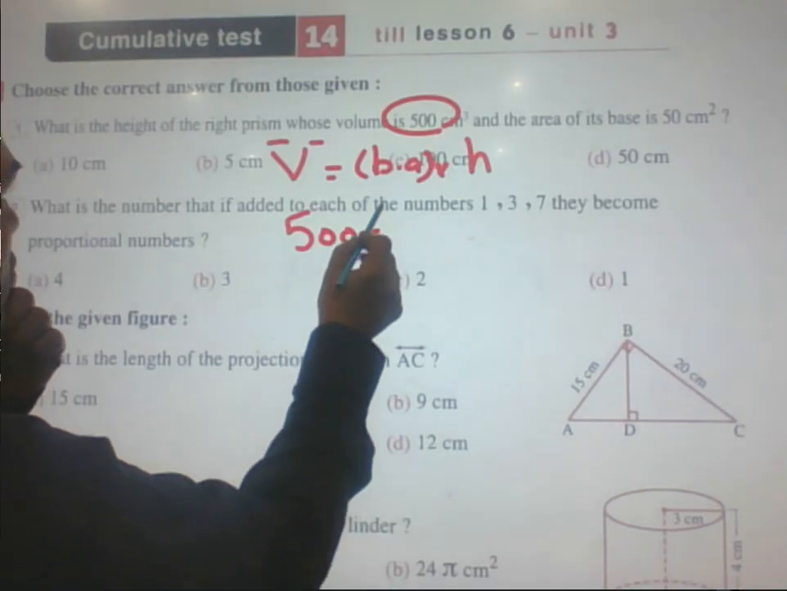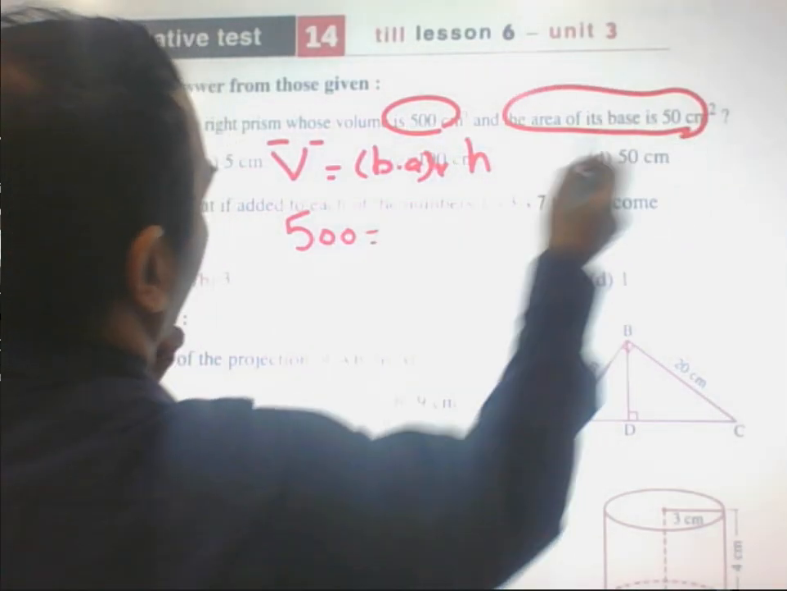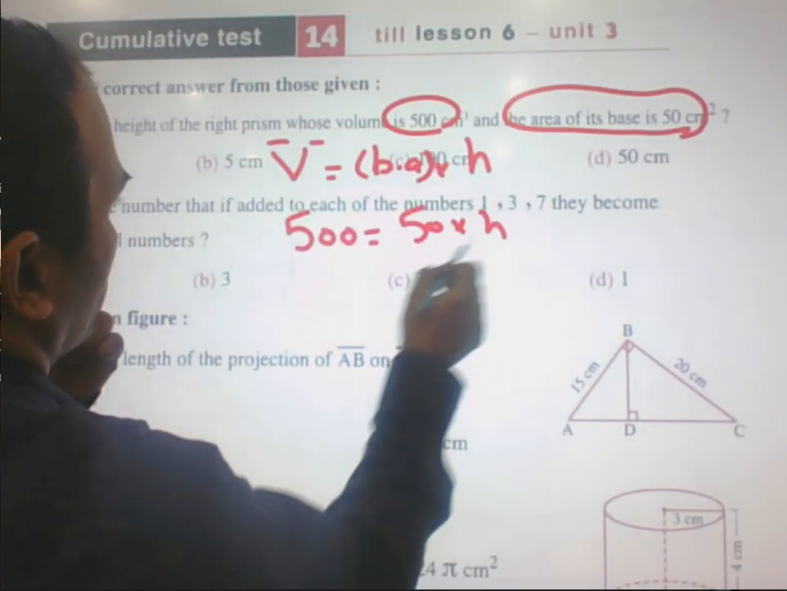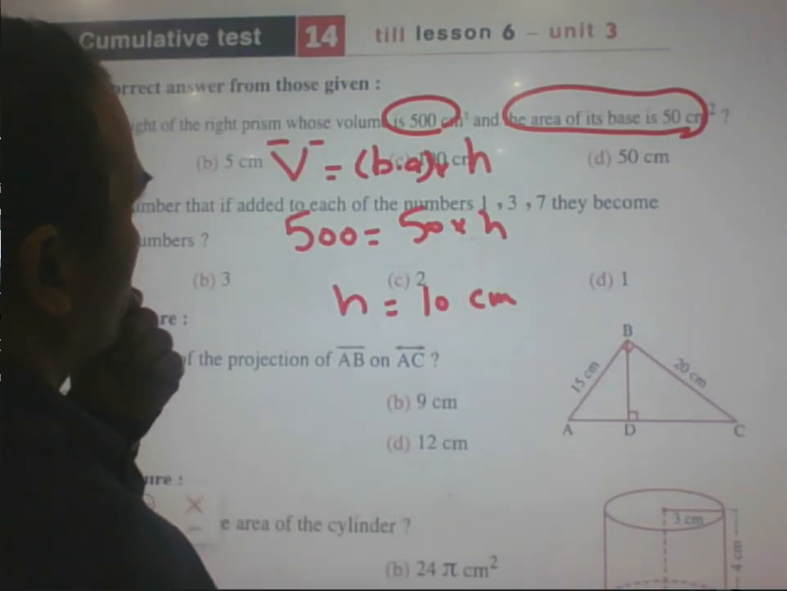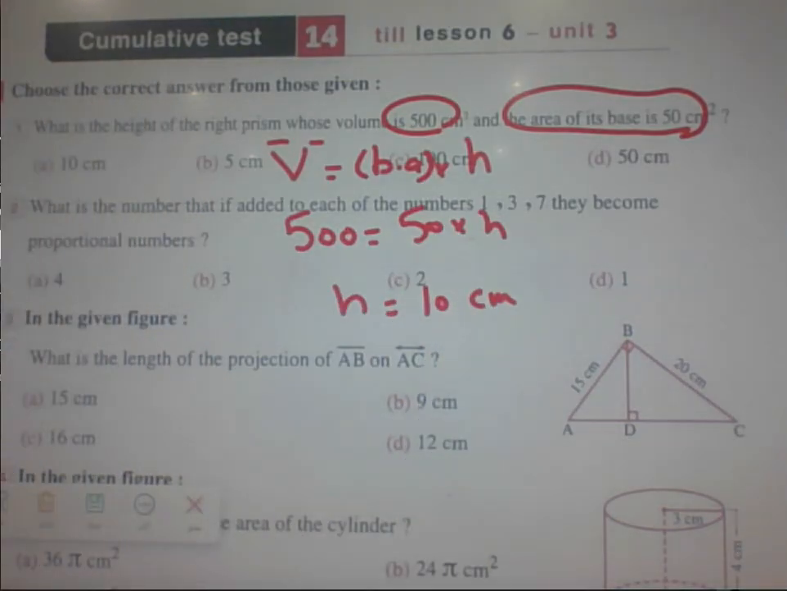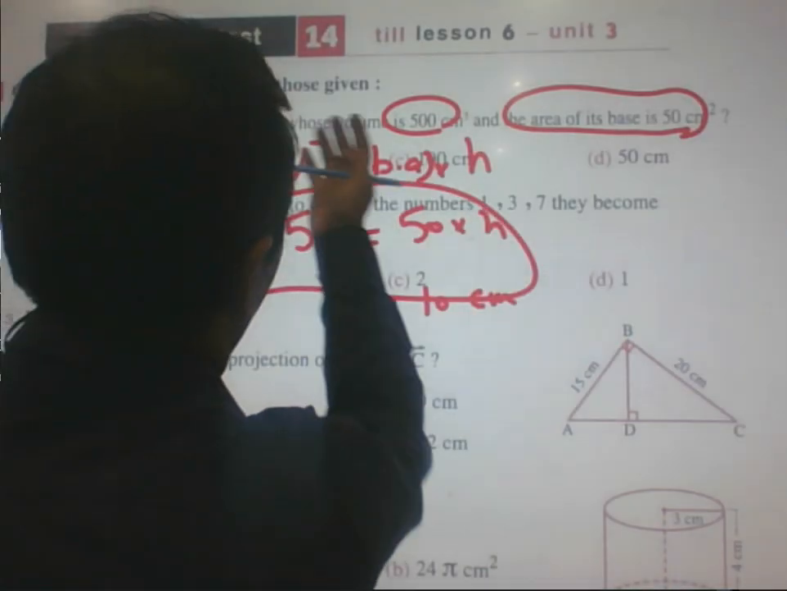Then 500 equals base area, which was 50, times the height. Then the height will be 500 divided by 50 equals 10. The height will be 10 centimeter. Okay, divide volume by base area, the result will be 10 centimeter. Choose letter A. Next question down.